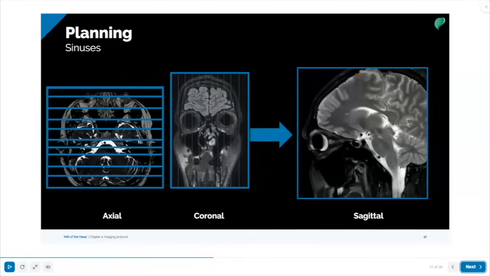The phase direction in the coronal plane of the orbit is anterior to posterior. Make sure to extend the field of view to cover the anatomy and avoid aliasing artifacts. And I apologize, my slide said coronal planning for the MRI sinuses, but we're still talking about orbits, so I apologize for that. It is also common to place a saturation band to cover the posterior anatomy of the head to avoid having to increase the field of view. The saturation band will help to avoid unnecessary flow artifacts and help to reduce wrap artifact or aliasing.